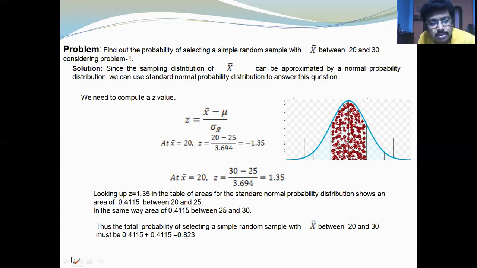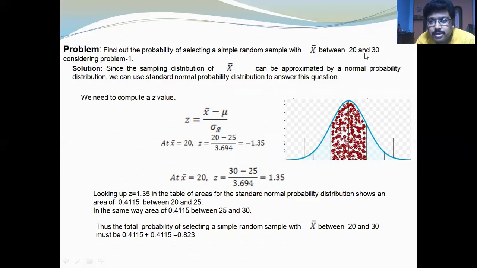Now the solution. Since the sampling distribution of x bar can be approximated by a normal probability distribution, we can use the standard normal probability distribution to answer these questions. So now we have to find out the z values.